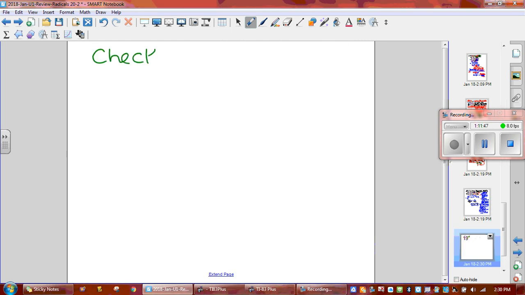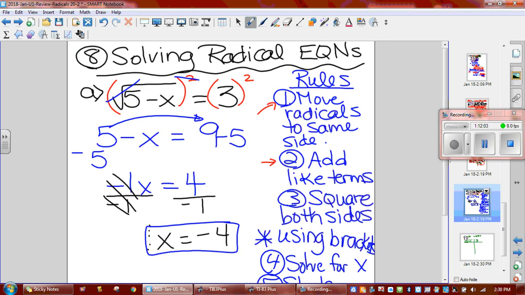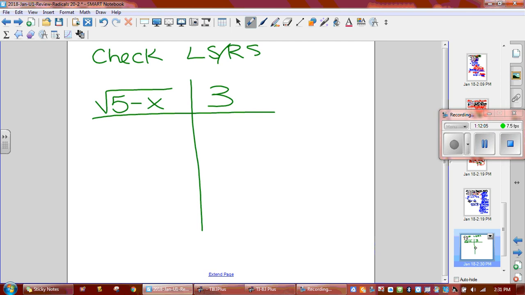Now we plug in x. So I've got root 5 subtract, and now when you substitute, you must use brackets. So we got x is a negative 4, and then over here we've got a 3. So now, under our root sign, 2 negatives in the middle together will turn to positives. I get root 9. We know that root 9 solves and becomes 3.